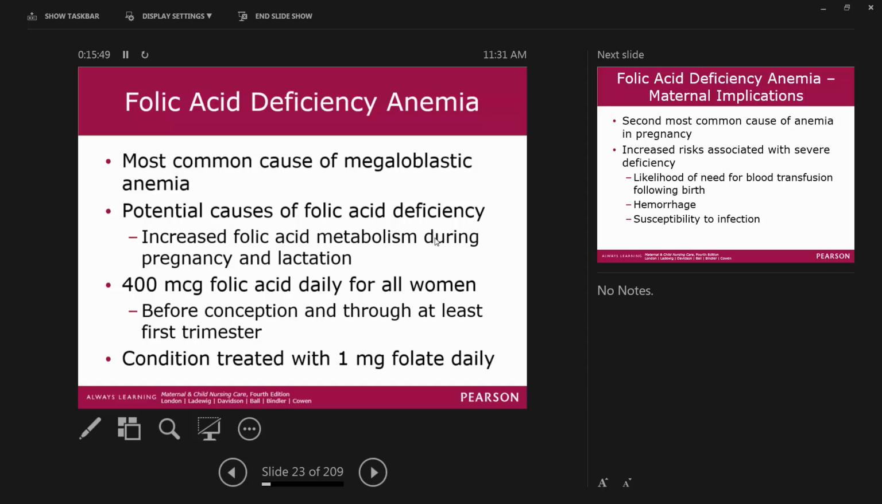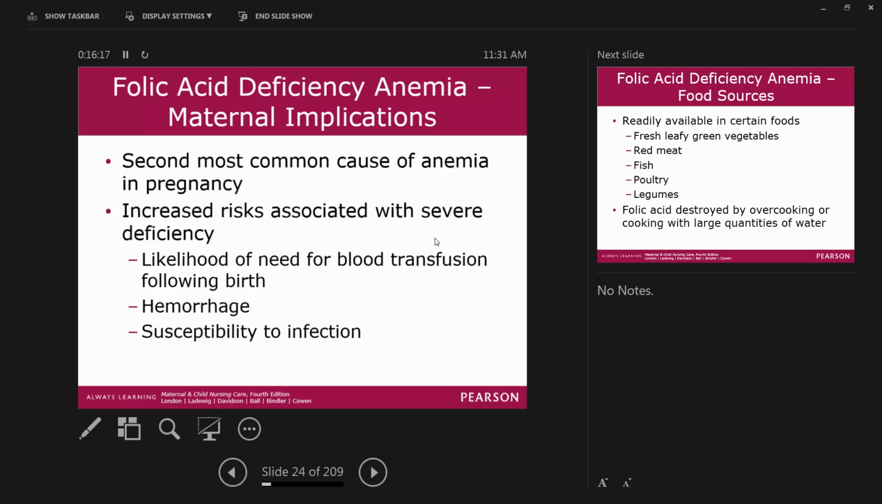Okay. So folic acid deficiency is a common problem. I think this is probably the most common problem. We give them additional supplements if they're diagnosed with folic acid deficiency. It's the second most common cause of anemia, but it's what I see the most. So you guys should remember it as the second most common.